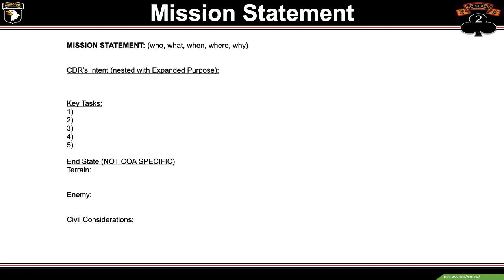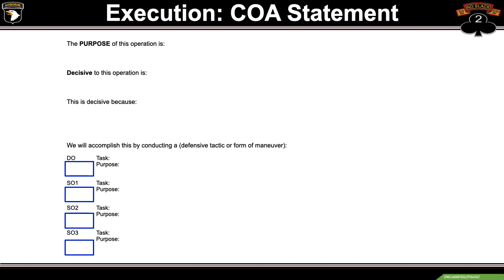And now after the mission statement, this takes us into the execution paragraph. So now the COA statement, or course of action statement. This mimics what we talked about with the enemy, but now this is us. Now that we know generally what the enemy is doing, we can lay out our plan so that we can combat everything that the enemy plans on throwing at us. So we go into the purpose of the operation, talk about what's decisive, why it's decisive. And then here, what you're seeing below is how we're going to accomplish this. So this goes into tasks to subordinate units.